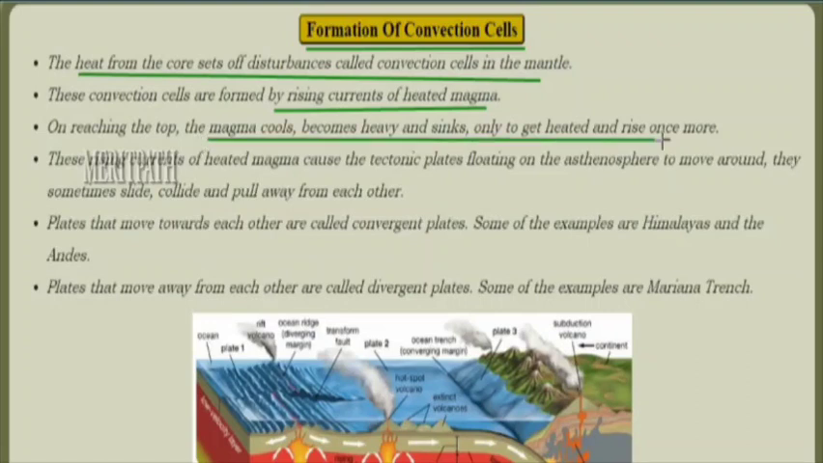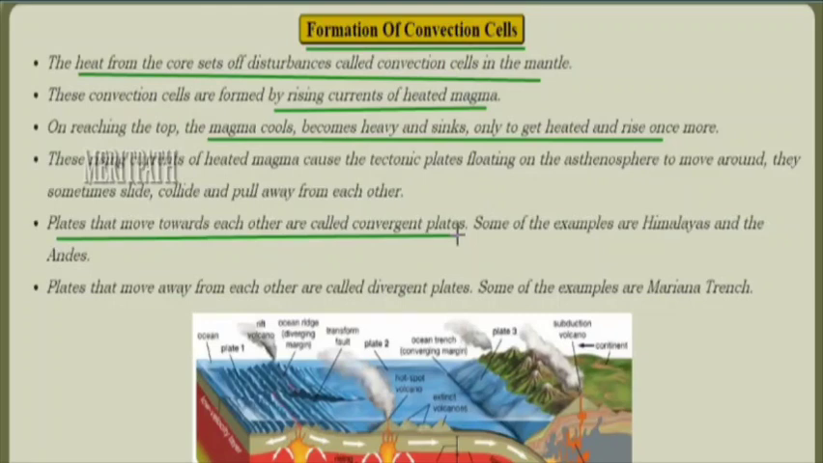When this semi-liquid substance known as magma reaches the top of the surface of the earth, it cools down, it becomes heavy, and again it goes into the inner surface of the earth only to get heated and rise once again. These rising currents of heated magma cause the tectonic plates floating on the asthenosphere to move around, slide, collide and pull away from each other.